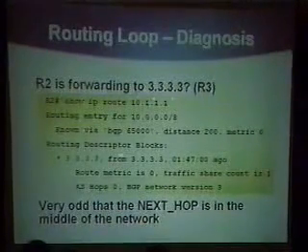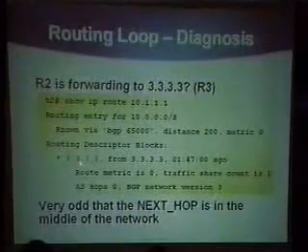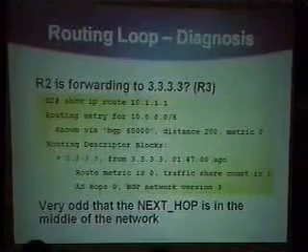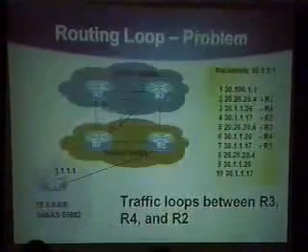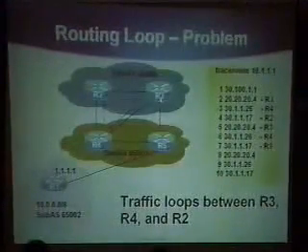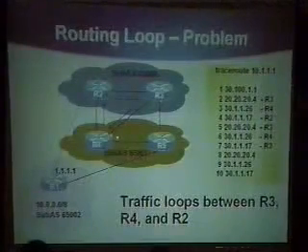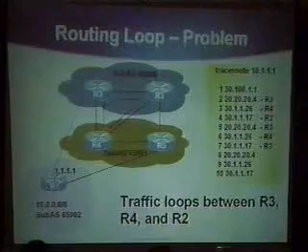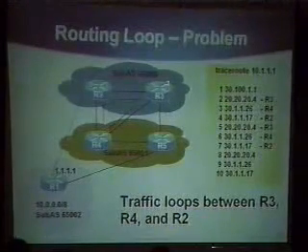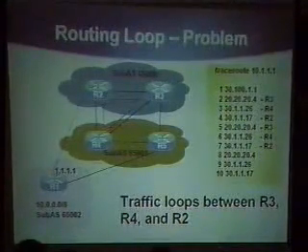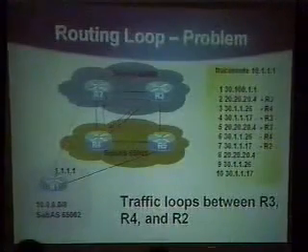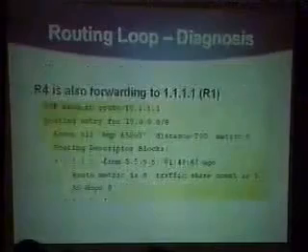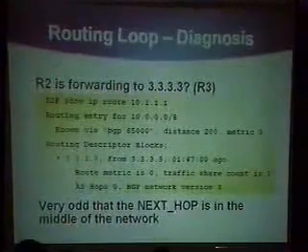Show IP route 10.1.1 goes to router 3. But remember, router 3 is there. So router 2 was doing the right thing. Router 4 was doing the right thing. Obviously, that must have been the best way. But router 3 was sending towards router 4. So router 2 was sending towards router 3. Why was this happening?